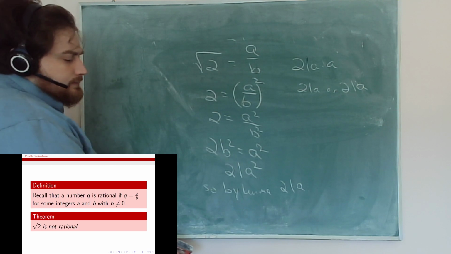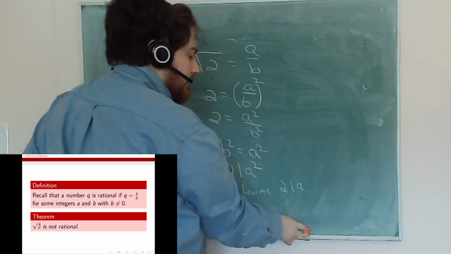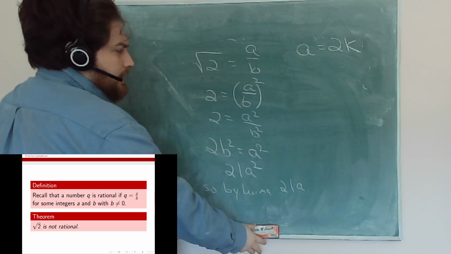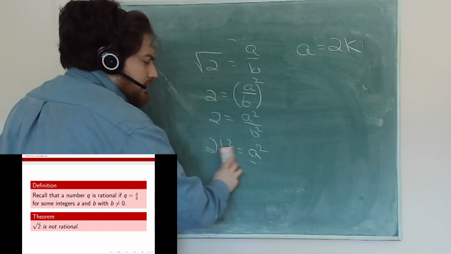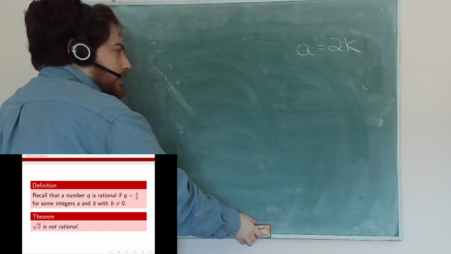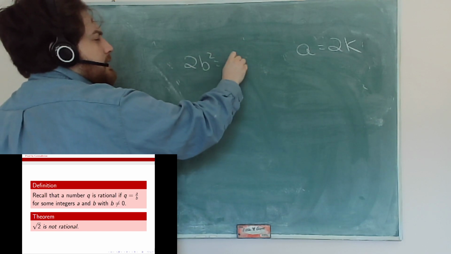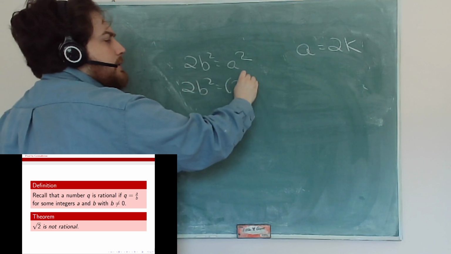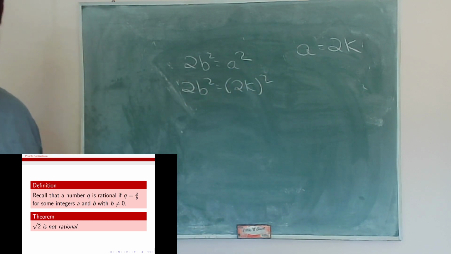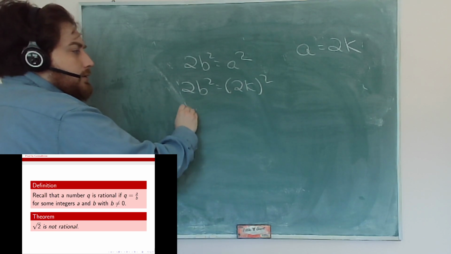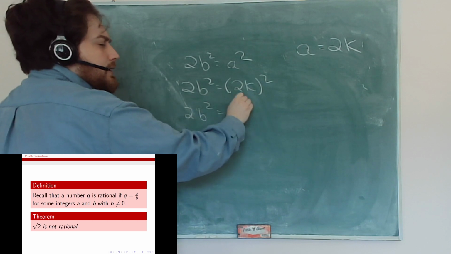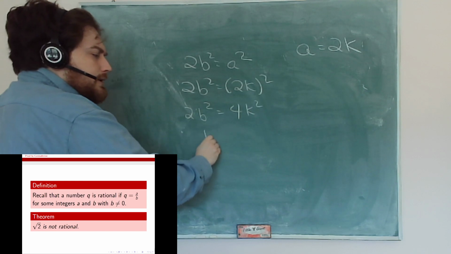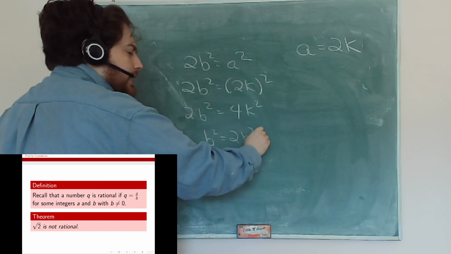All right. Well, let's work with that. If a is even, let's say it's equal to 2k for some integer k. Then if I look at this, I had 2b squared is a squared. So 2b squared is (2k) squared. So I get 2b squared is, and if I square this out, I get 4k squared. But now I can divide both sides by 2, and I get b squared is 2k squared.